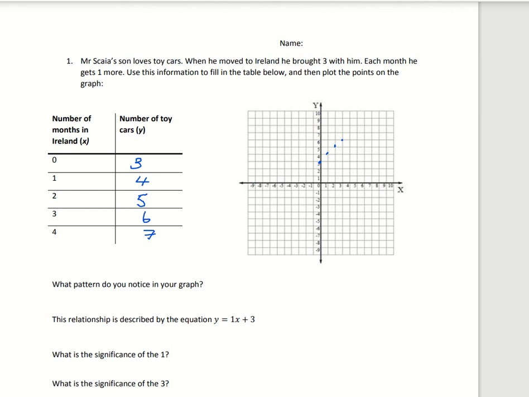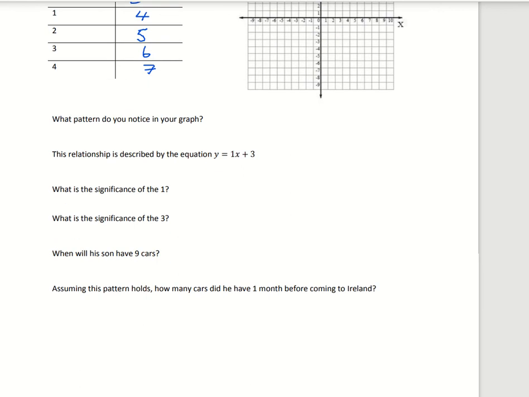So what's the significance of the 1? Well, the 1 stands for the number of cars he gets each month, x is the number of months, and 3 is the number of cars that he started with. Okay, so when will his son have 9 cars? To do that, you would put 9 into your equation. So 9 is equal to 1x plus 3, and then go ahead and solve that equation. If we subtract 3 from both sides, you get 6 is equal to 1x. So the answer to that will be 6.